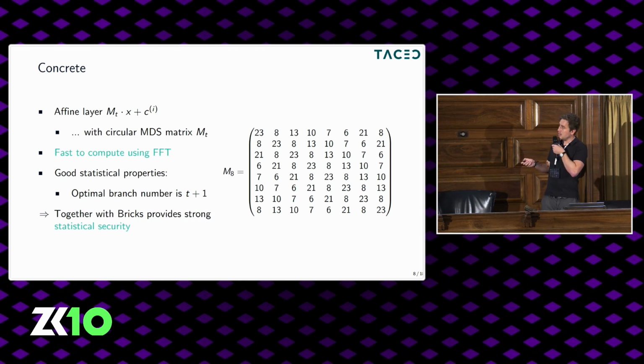And basically, this MDS property is a property of the matrix that we need for the security of the hash function. And the circular property, you can see it here, each row in the matrix is a rotation of the previous row. And when we have a matrix like that, we can actually use FFT to compute the matrix vector multiplication. So this will also be very fast in plain. And as I said, since it's an MDS matrix, it also has very good statistical properties. And together with the bricks layer from the previous slides, it will give our design good properties against statistical attacks.